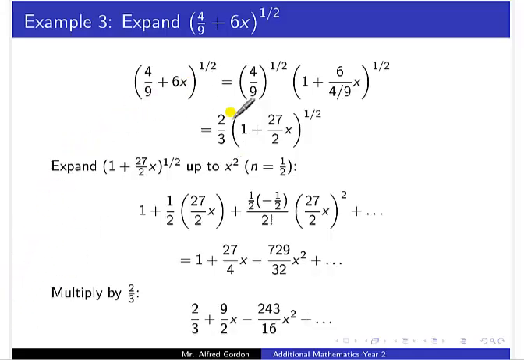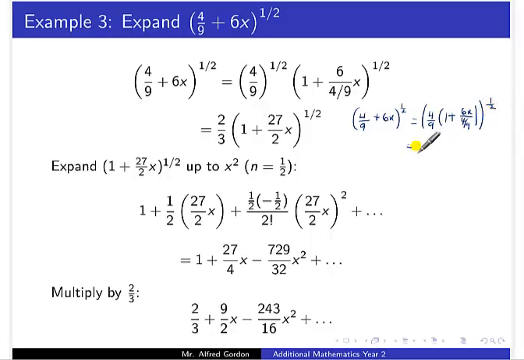This looks complicated, but still stay with me. With this expression here, we have 4 on 9 plus 6x all to the power half. Don't worry about the power. Now we factor the constants out. We have 4 on 9 out, then 1 plus 6x all over what we have factored out, 4 on 9, all in the bracket to the power half.